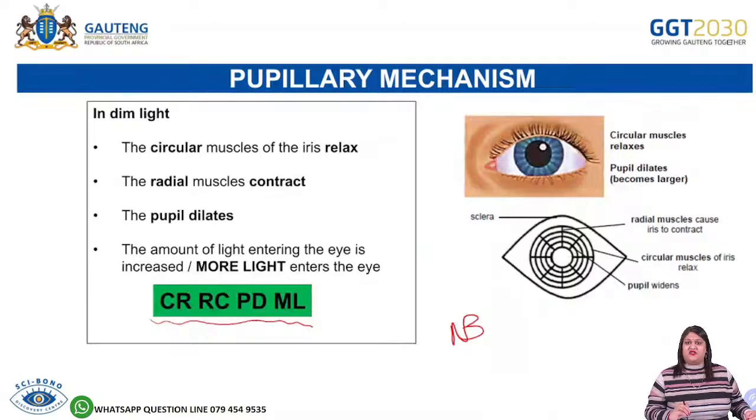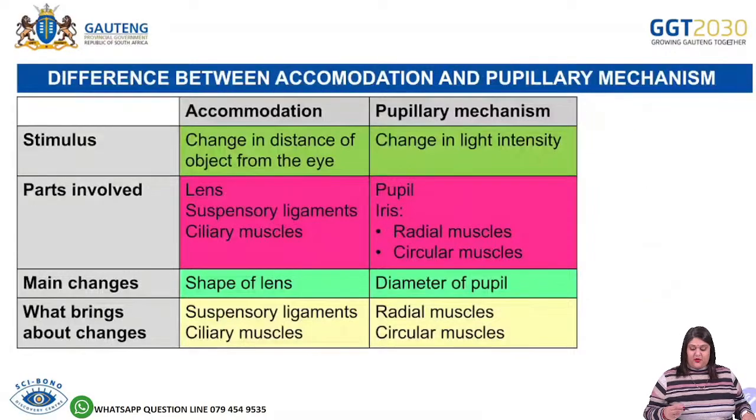The same with accommodation. They're not just going to tell you, explain accommodation when there's an object that is less than 6 meters away. They're going to tell you, a grade 12 learner is reading a book, and they look up at their mom who's calling them. What is happening in the eye? So from here, we are going from near vision to distant vision, but you talk about the distant vision. I hope that is helpful. And this is just the differences between the pupillary mechanism and the accommodation, because learners confuse these ones.